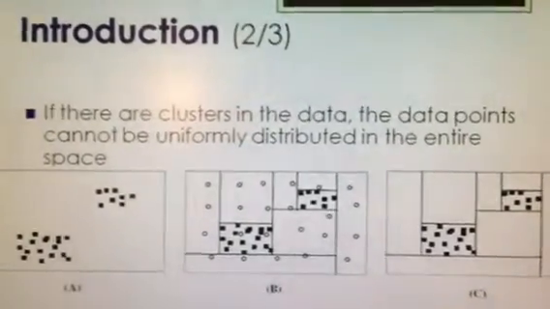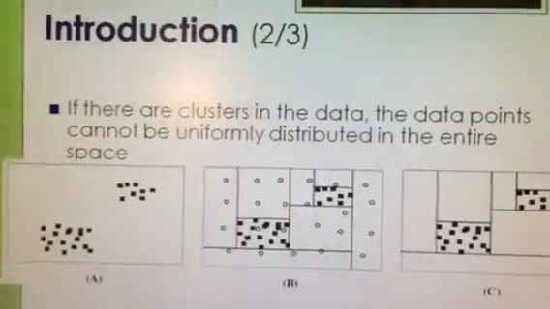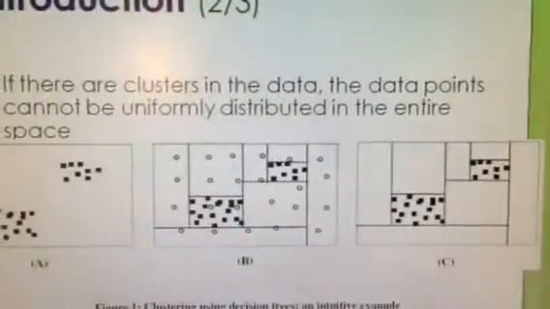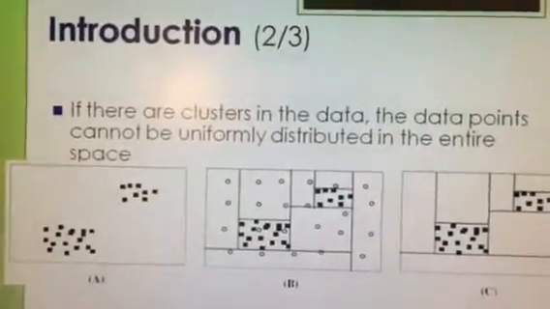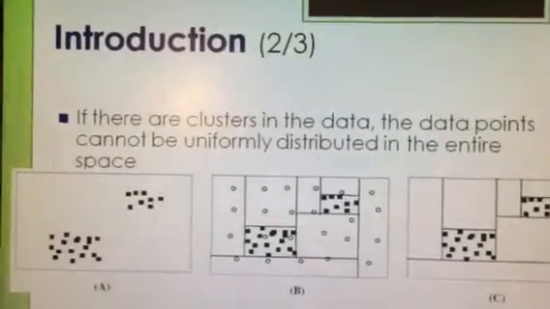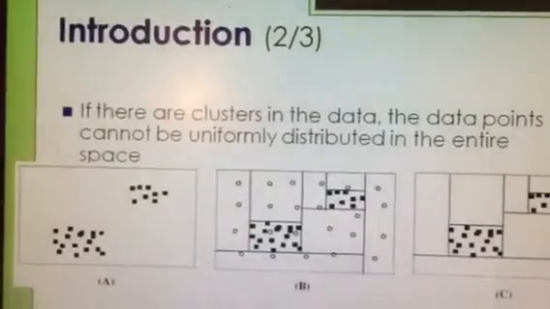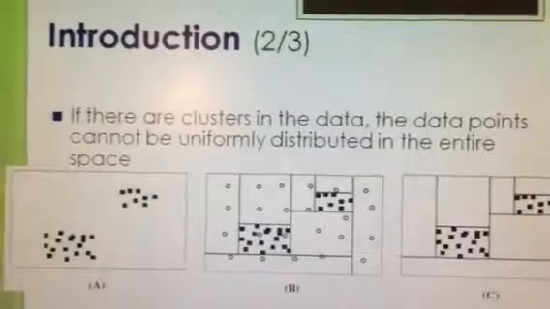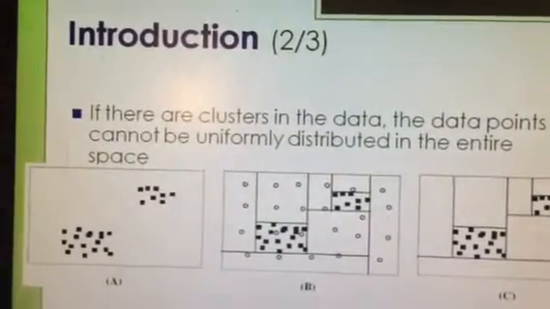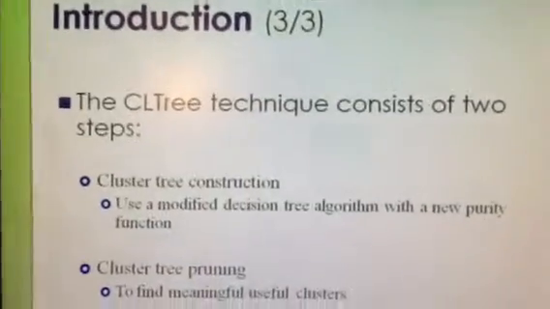You can see the end result in the third diagram, which is the C diagram. But the issue is that if there are clusters, the data points cannot be uniformly distributed in the entire space. So it's going to collect some more, some little, and things like that.